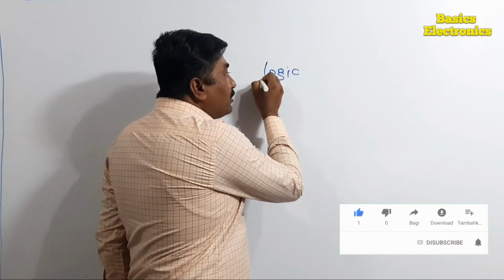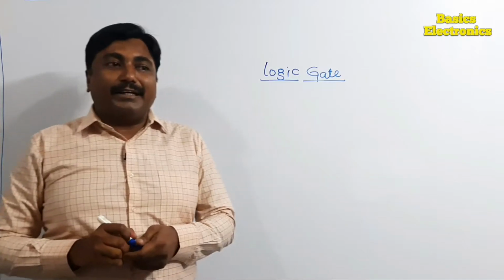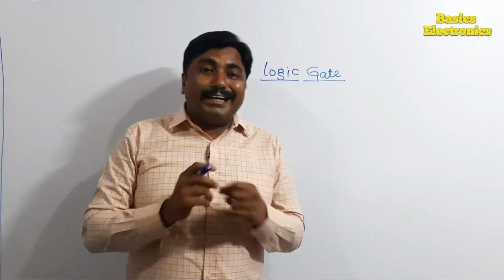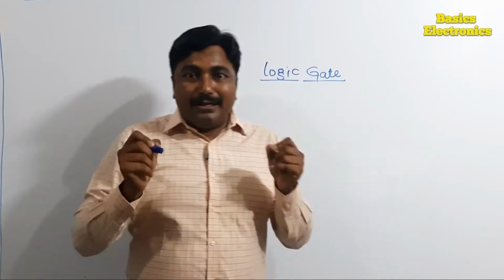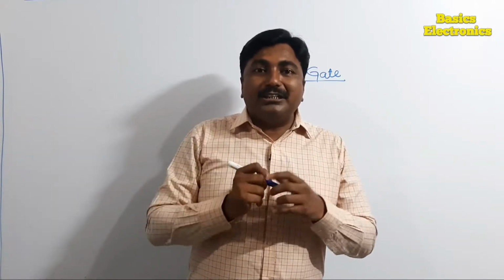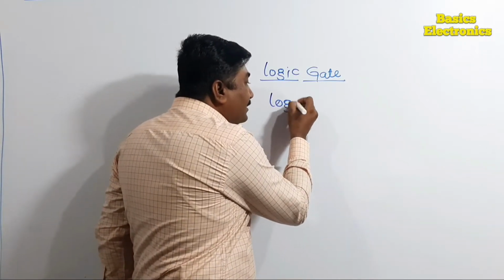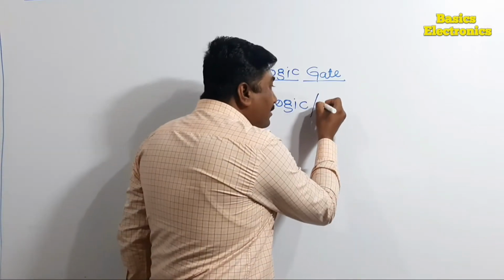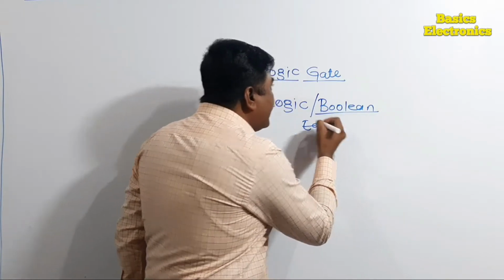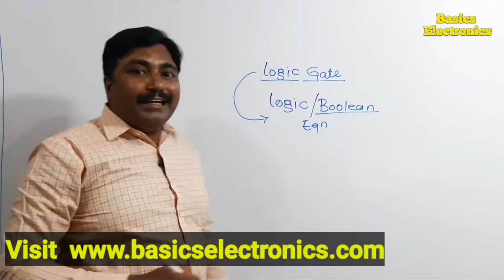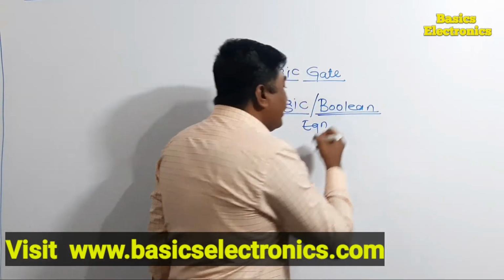Definition of logic gate. As we discussed earlier, the logic gate is an electronic circuit, but instead of saying it is only an electronic circuit, we say the logic gate is an electronic switching circuit, which is used to implement a logical equation, or we can say which is used to implement the Boolean equation. The equation is the Boolean equation.